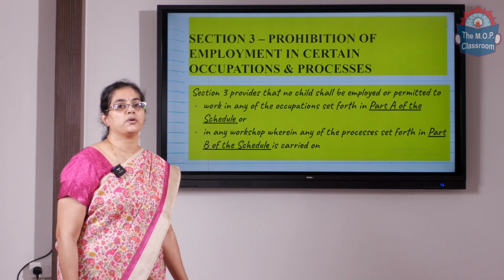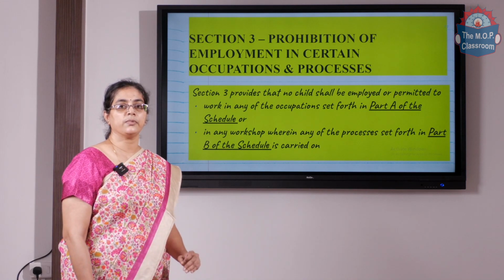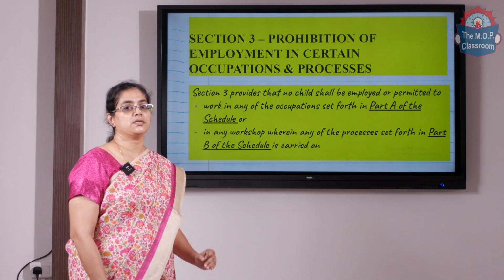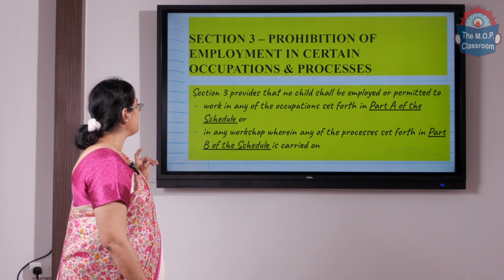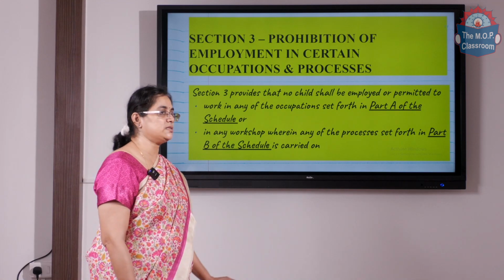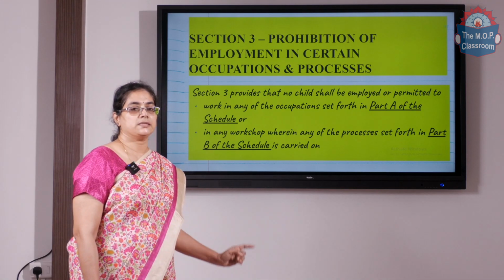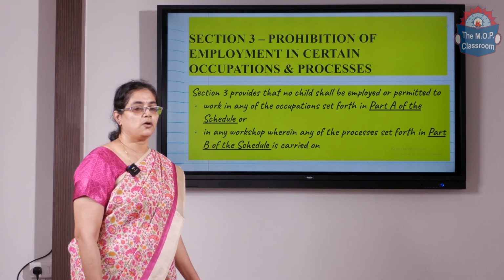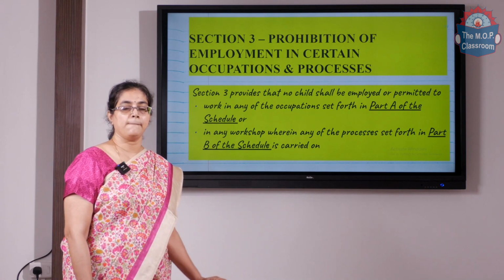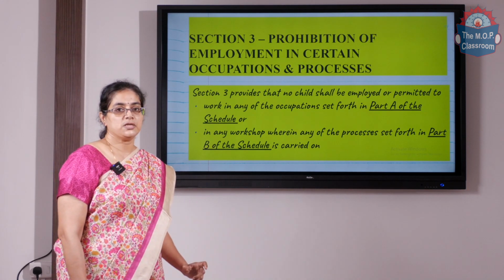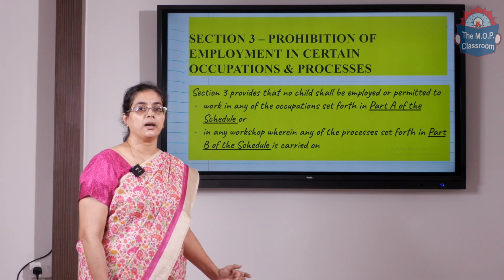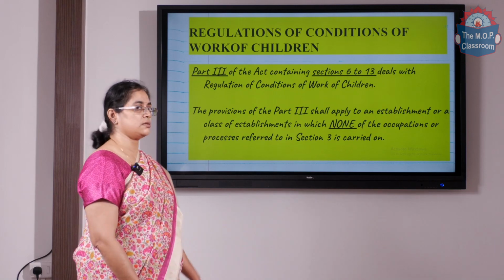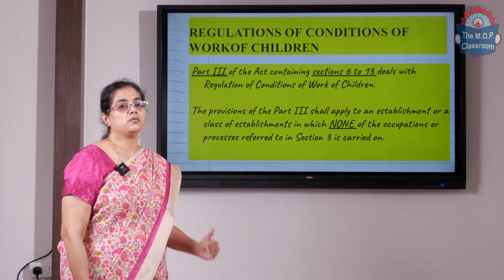Section 3, the most important underlying provision, prohibits employment of children in hazardous processes or any hazardous occupations. There are 16 hazardous occupations as set forth in Part A of the schedule and 65 hazardous processes which are set forth in Part B of the schedule. No child can ever be employed in any of the occupations or processes set forth in Part A or Part B of the schedule. That is strictly prohibited.